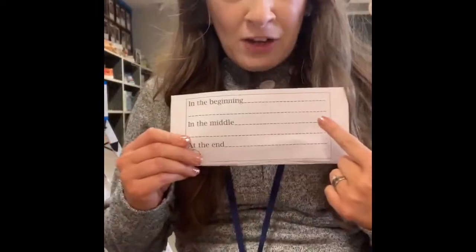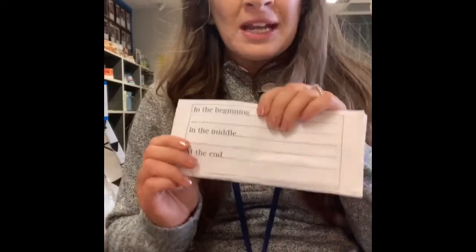And as I read, I want you to think about what happens in the beginning, what happens in the middle, what happens in the end. Pause the video as I'm reading to think about those things. And when you're done, you can fill out your beginning, middle, end sheet and put it in your reading notebook, making sure to write the date with a comma and not to skip any pages.